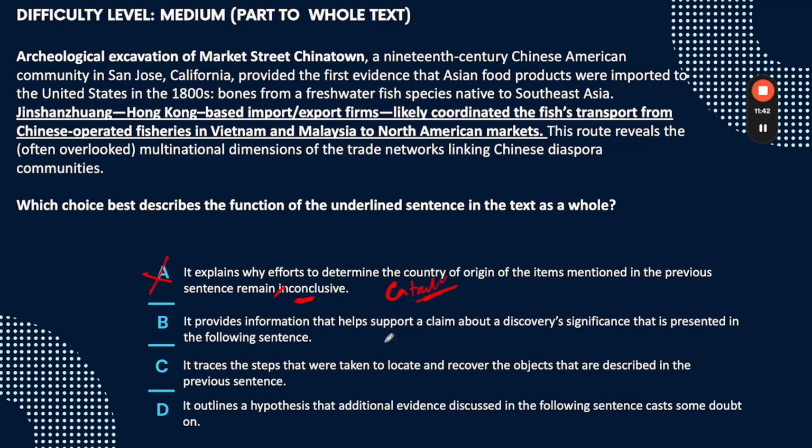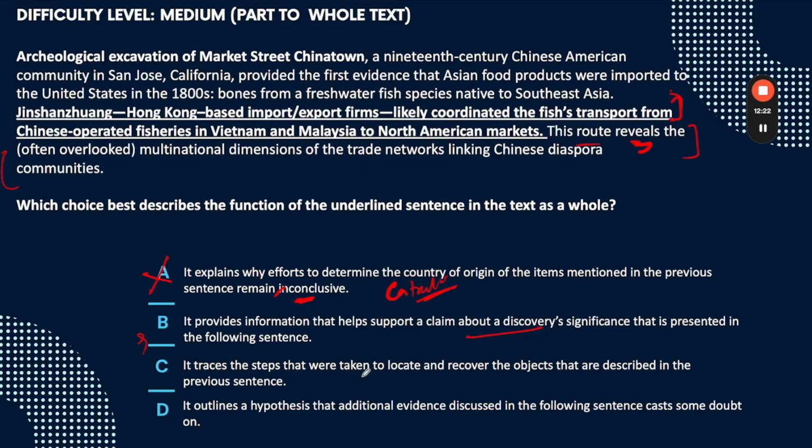It provides information that helps support a claim about a discovery's significance that is presented in the following sentence. Now, what is the following sentence? It's talking about a particular revelation. Something is being revealed. Now, what is option B telling us? That this underlying text is helping us support a claim about a discovery's significance that's been told to us in the next sentence. Yes, this route that's been explained in the previous sentence is revealing something. So it's definitely supporting something that's been given to us in the next sentence. I like choice B because I could not eliminate anything over here. Anyhow, let's go to choice C now.